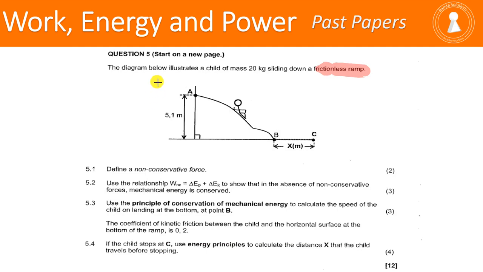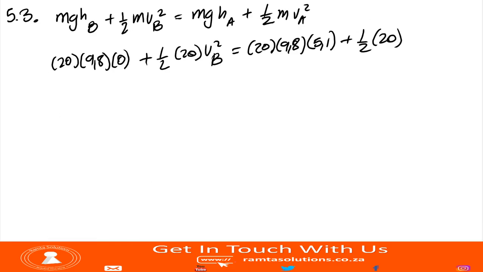They say that this child is sliding down a frictionless ramp. They didn't directly give us the initial velocity, but with the information given, we will take it to be 0, since there is no other force playing a role here. So the initial velocity, or velocity at point A, will be 0.